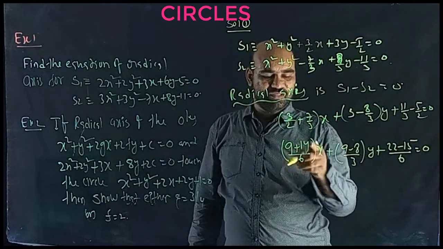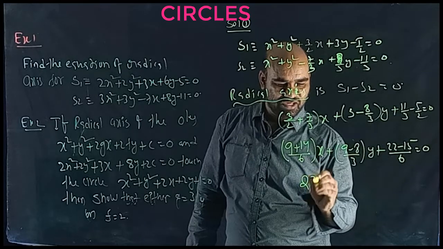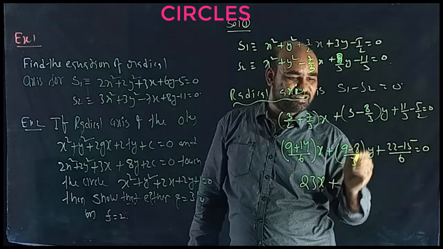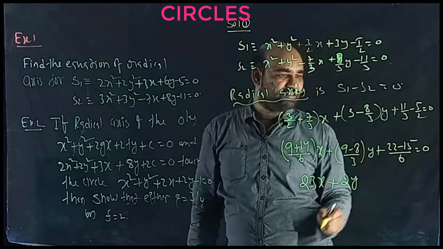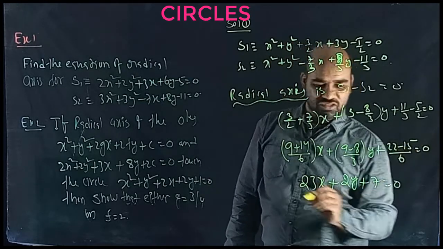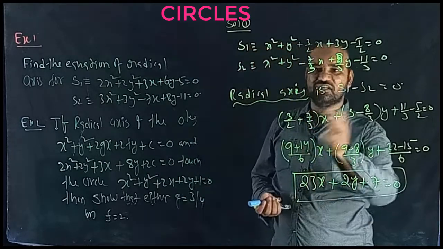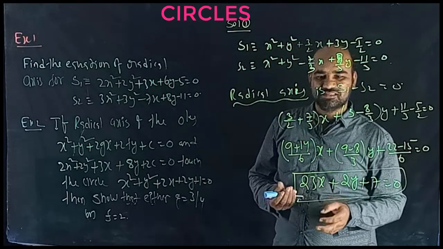So 9 plus 14, 23x plus 2y, plus 5, 7 equal to 0. This is the equation of radical axis. Okay, cross check my calculations, may be wrong.